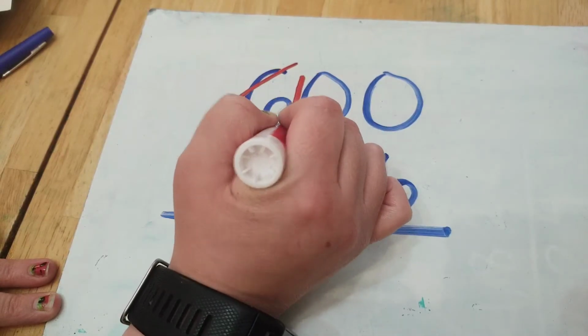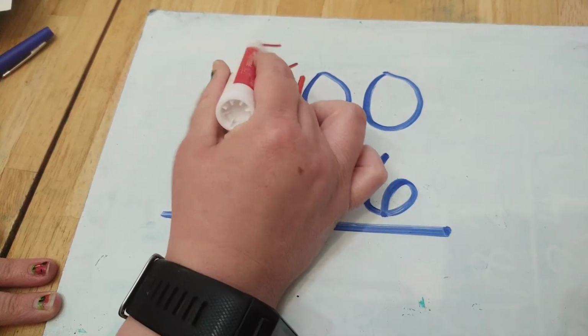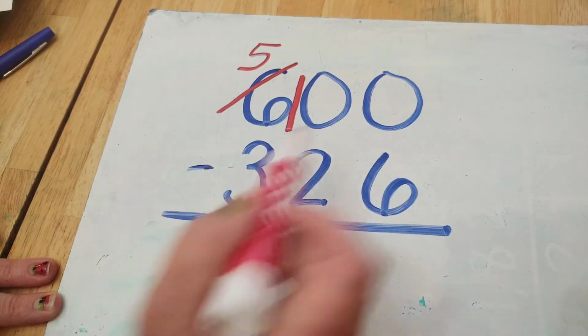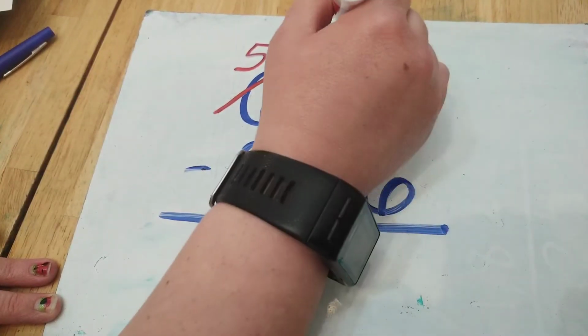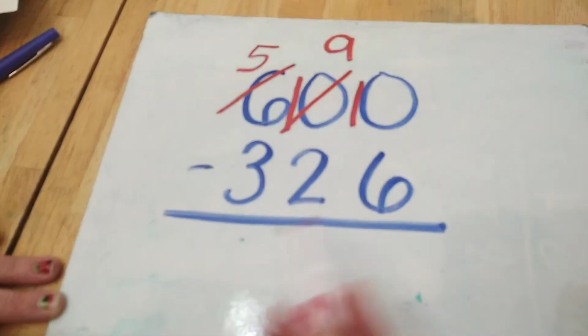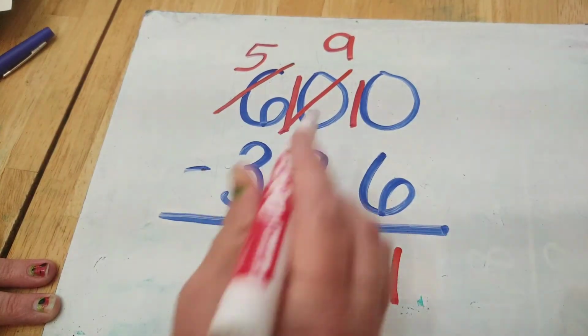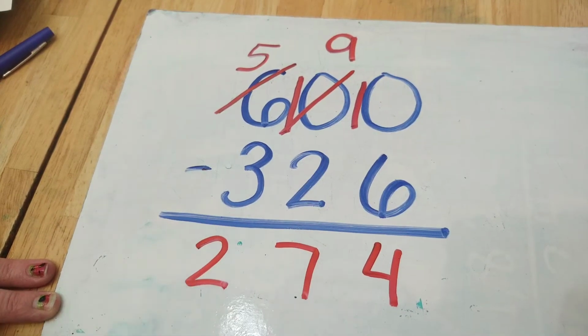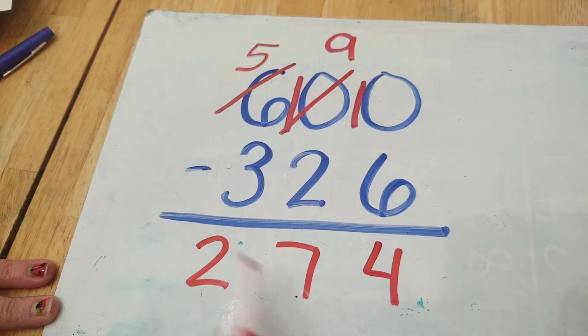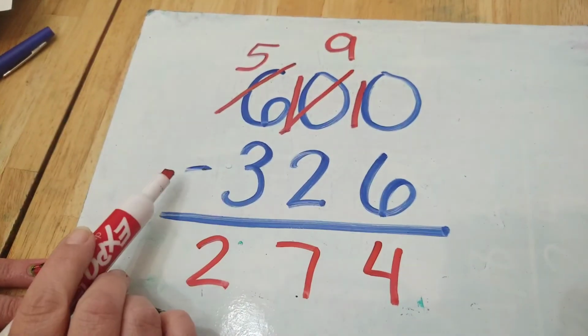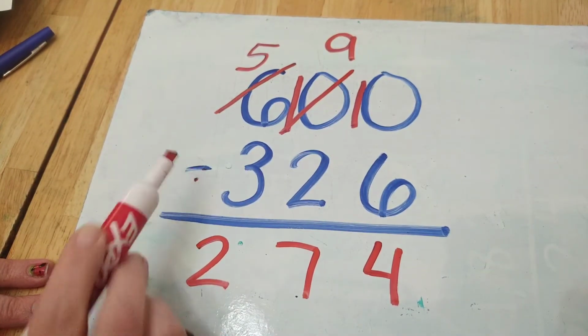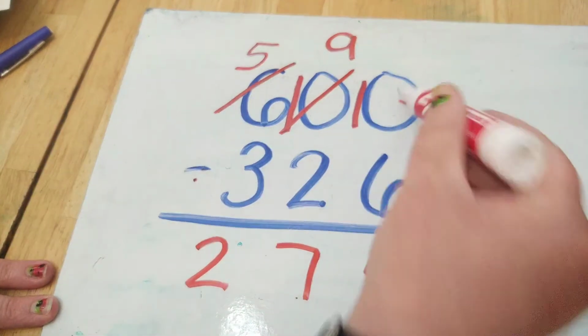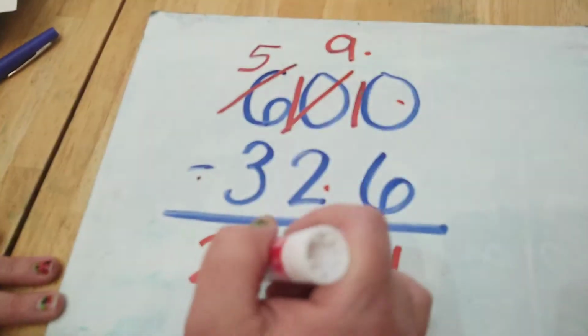So they get 1, and since they gave him 1, they're going to have 5 left. So now my neighbor has enough to give me. So they're going to give me 1, and they're going to have 9 left. So 10 minus 6 is 4, 9 minus 2 is 7, and 5 minus 3 is 2. Now I am going to go backwards and add. The opposite of minus is addition. So 4 plus 6 is 10, 7 plus 2 is 9, and 3 plus 2 is 5, okay?